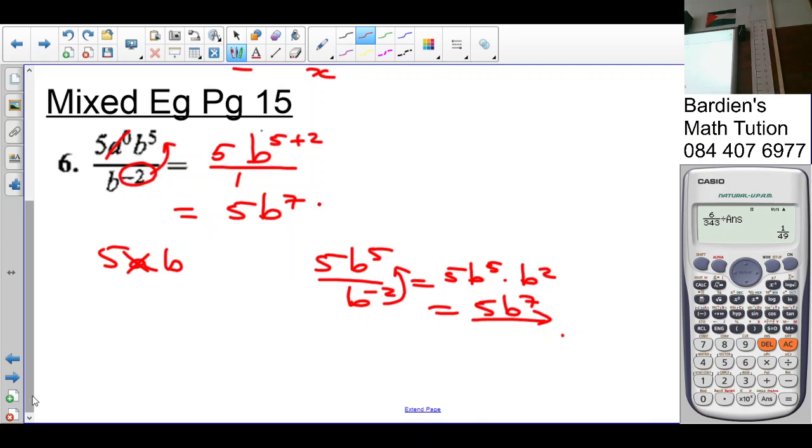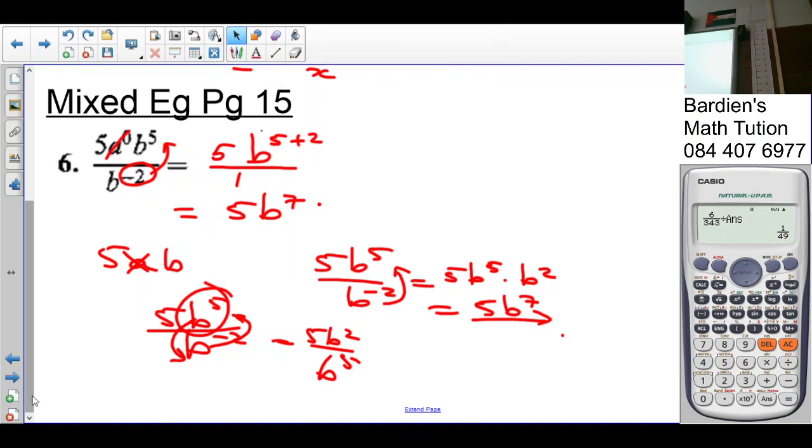Where did you go wrong, Michael? So you took that one up and this one down. So you say it's going to be 5b squared over b^5, like that. But what's the problem with that? This was not a negative, so why are you taking that down? Understand? Anybody else?